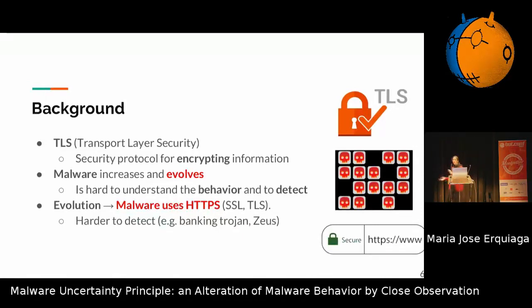On the other hand, we know that malware is evolving and increasing, and this evolution makes malware even harder to detect because the behavior changes. One of the evolutions is that malware is now using HTTPS, SSL or TLS, and this makes it even harder to detect. One example is the banking trojans, for example, SEUs.